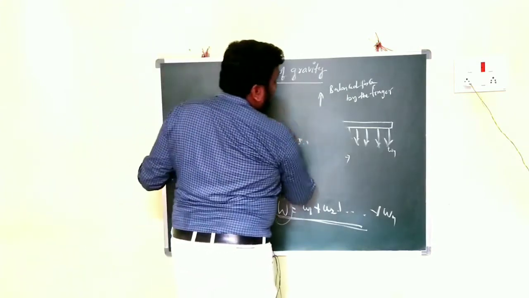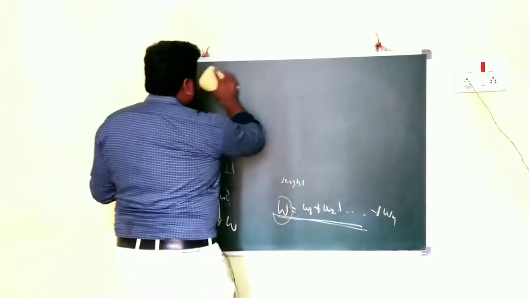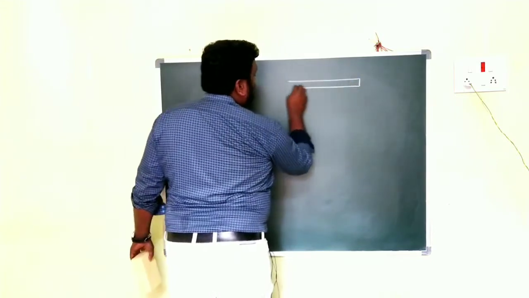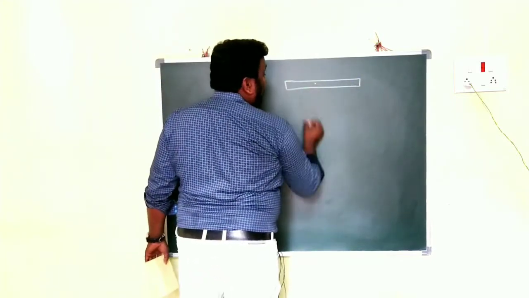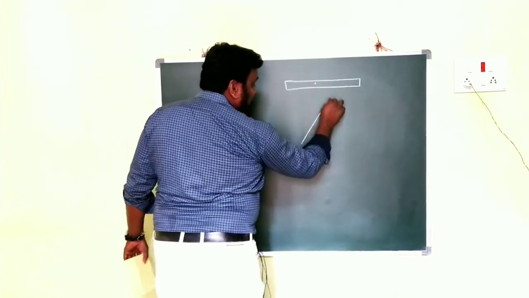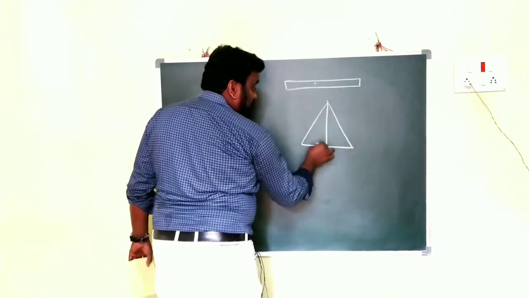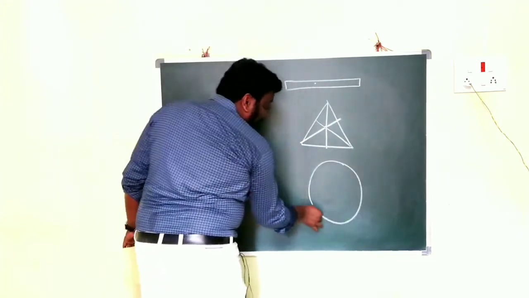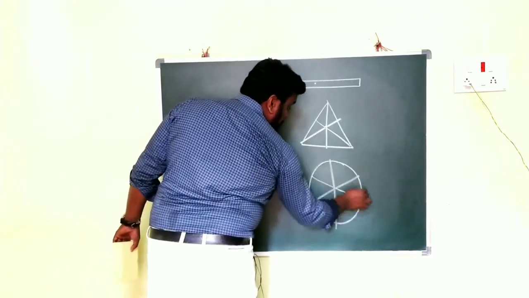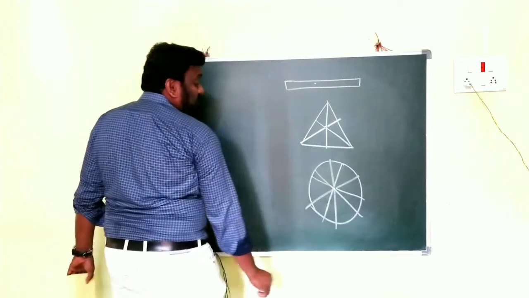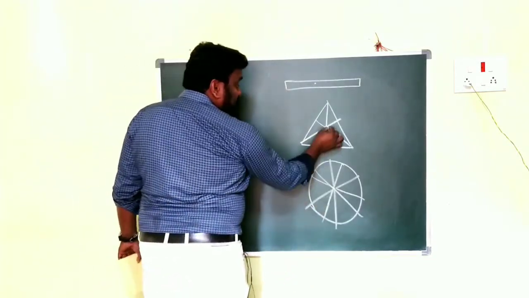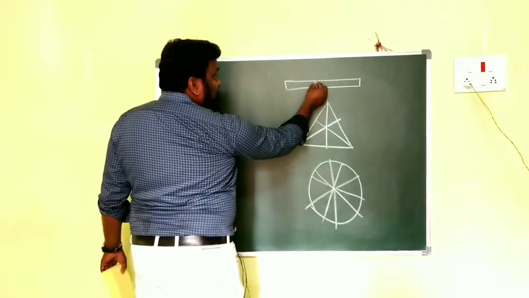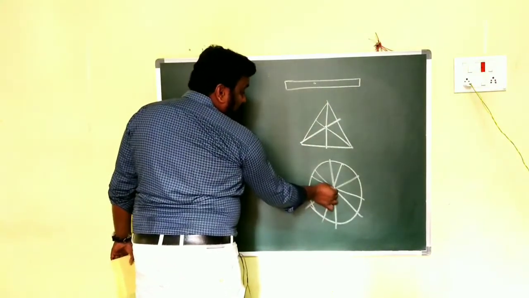That is, how we can find out the center of gravity of an irregular shape. For example, if we take a rod, then at the middle point we have the center of gravity. If you take a triangular body, then at this point we have the center of gravity. If you take a circular body of uniform mass, then at this point we have the center of gravity. So for regular shaped bodies we particularly know the center of gravity.